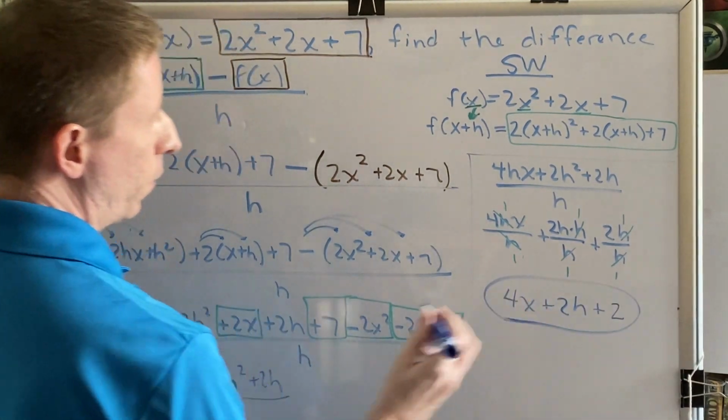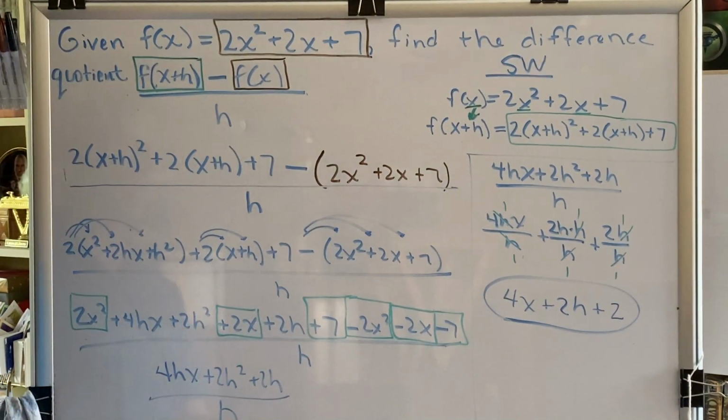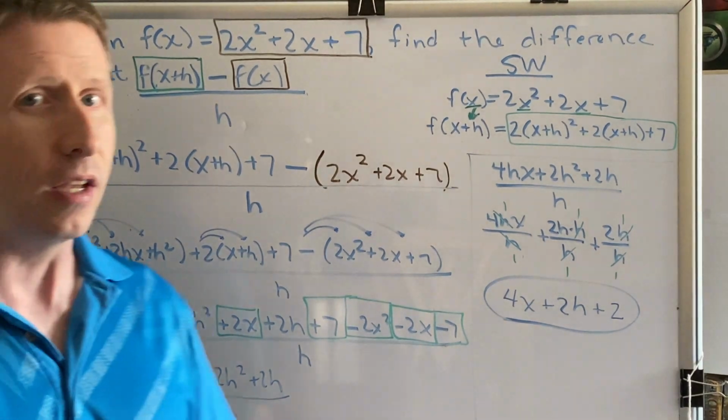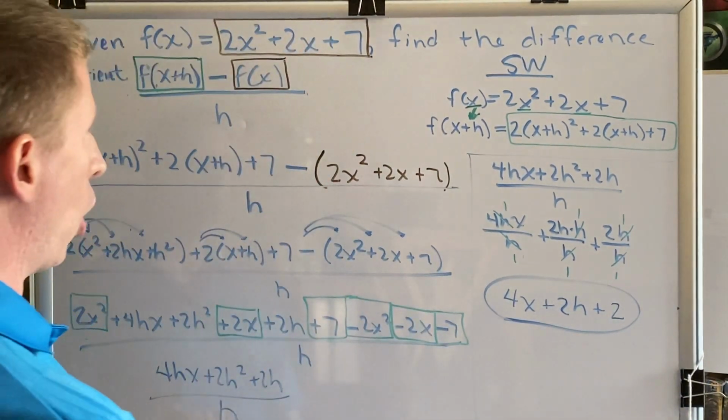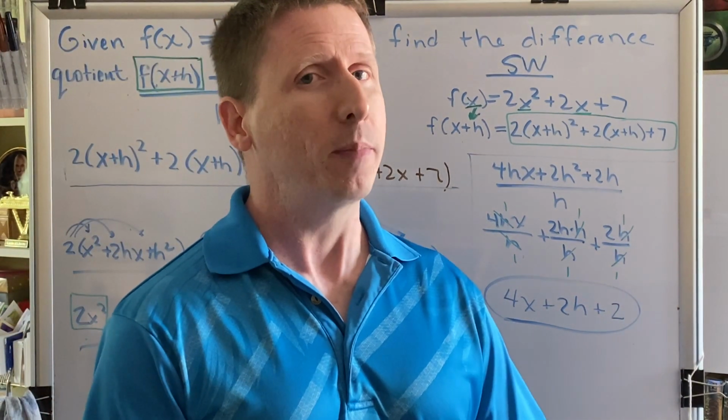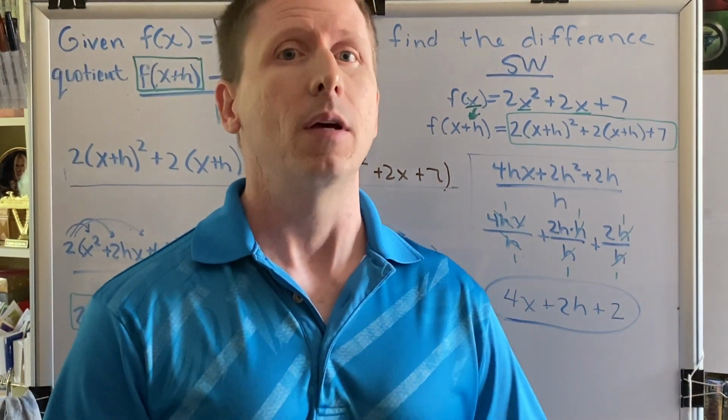Our final answer is 4x plus 2h plus 2. As you can see, the difference quotient is a long process, so you have to pay attention to the little details. Be careful.